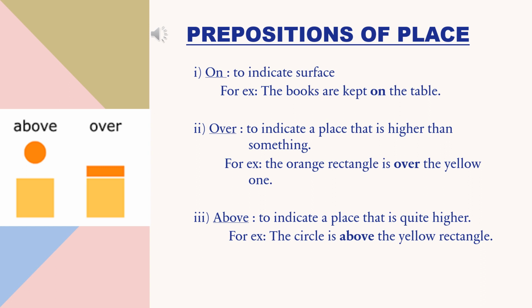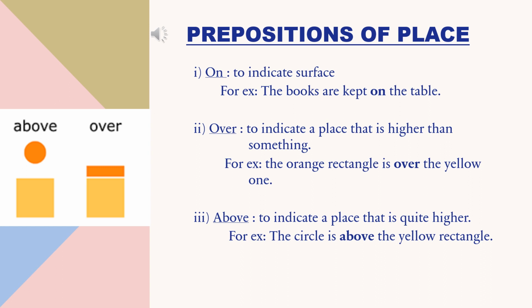Second we have is over. It is used to indicate a place that is slightly higher than something. As you can see in the image, the second one, the orange rectangle, is over the yellow one. And if you look closely, the two rectangles are not touching each other. There is a little space between them. So over means that the orange rectangle is slightly higher than the yellow one and it is not touching it.